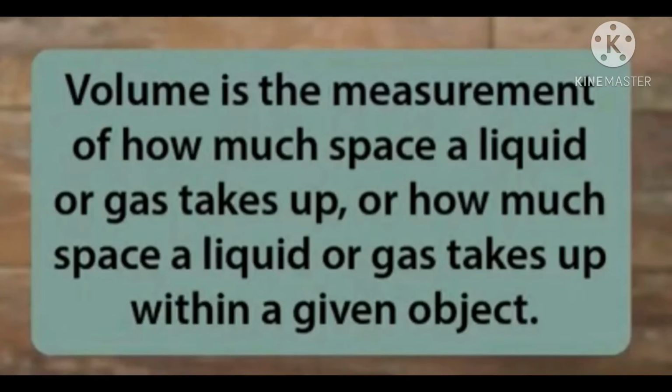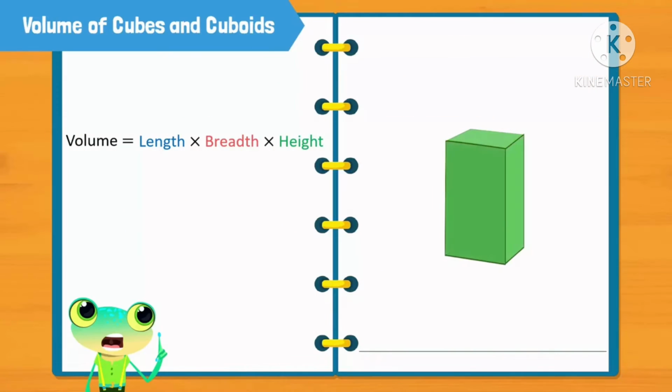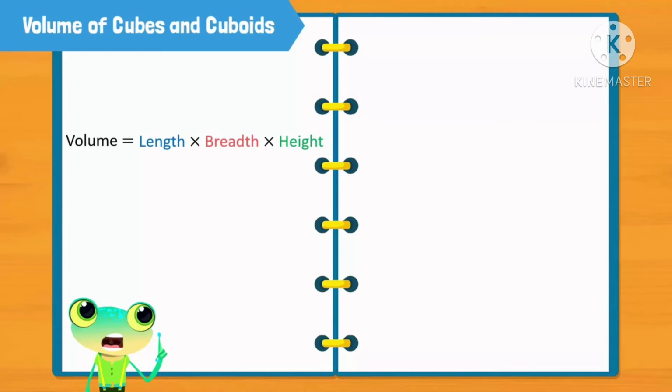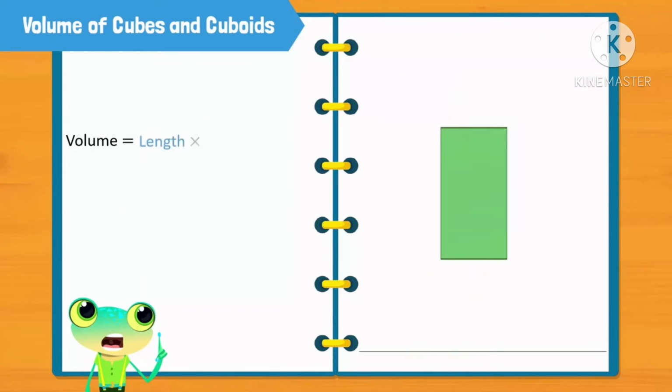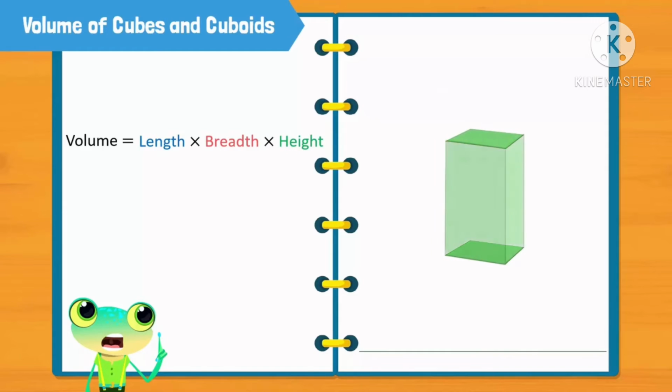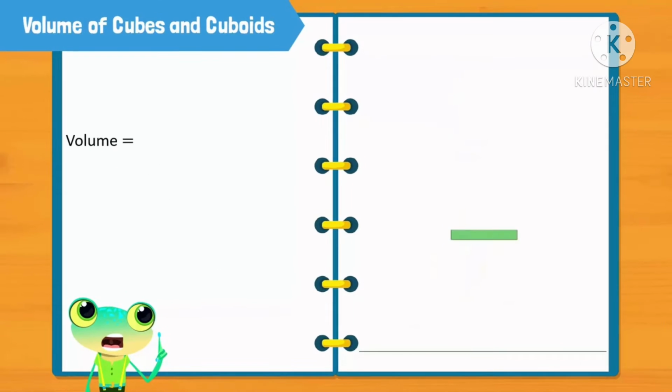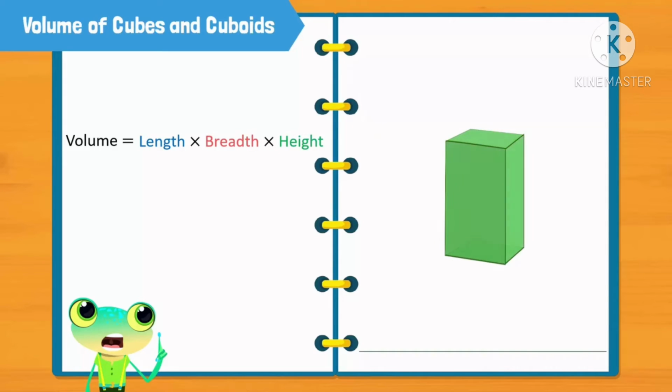So let us define what is volume. Volume is the measurement of how much space a liquid or gas takes up within a given object, and that is called volume of the container. We can find volume of different objects with different formulas, like this is a cuboid having length, breadth and height. And if we multiply its length, breadth and height, then we will get volume of the cuboid.